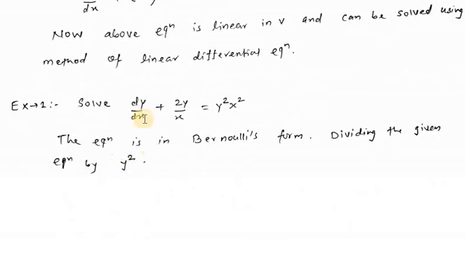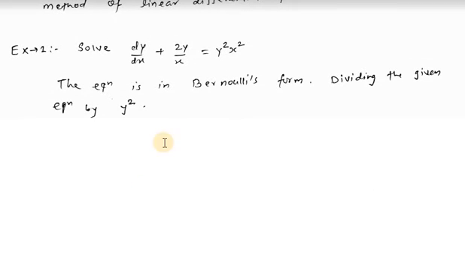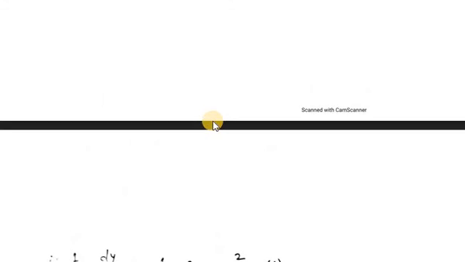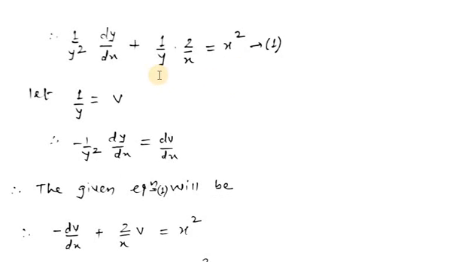Now example number 1, we have to solve dy by dx plus 2y over x equals y square into x square. This equation is in Bernoulli's form. So we have to divide the given equation by y square. Now dividing the given equation by y square, it will become 1 over y square dy by dx plus, y one time will cancel out, 1 over y into 2 by x, and over here y square will cancel out, so we have x square, right? Now let 1 over y equal v. Now differentiate 1 over y equals v with respect to x.